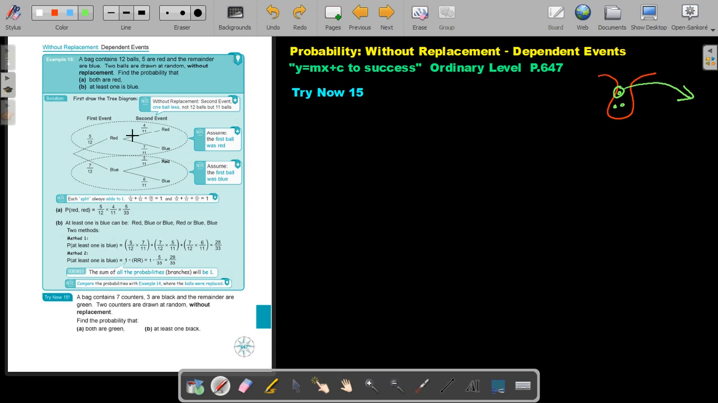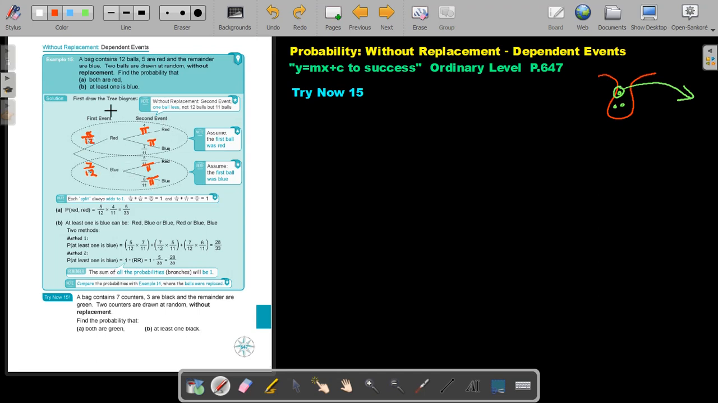It's red, blue. This is the first event. Red, blue. But the only difference, where this will be 5 out of 12, and this will be 7 out of 12. Remember, there was 12 balls, but that one ball is out. It's not replaced. So there will only be, let's just redo that one, 11. It will always be 1 less than the total amount.